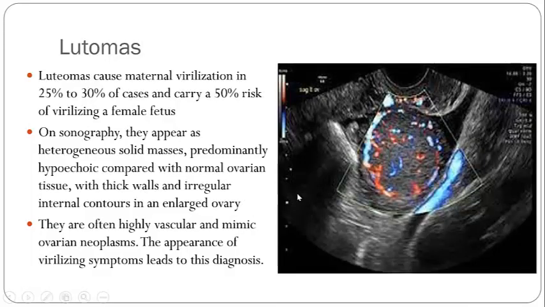We have also a very rare entity, rarely encountered, I didn't see it, the luteomas. The luteomas cause maternal virilization in 25 to 30% of cases, and they carry a 50% risk of virilizing a female fetus also. On sonography, unfortunately, it is very mimicking to malignancy. It appears as heterogeneous solid masses, predominantly hypoechoic compared with the normal ovarian tissue, thickened wall, irregular internal contour, and enlarged ovary. They are often highly vascular and mimic ovarian neoplastic lesion.